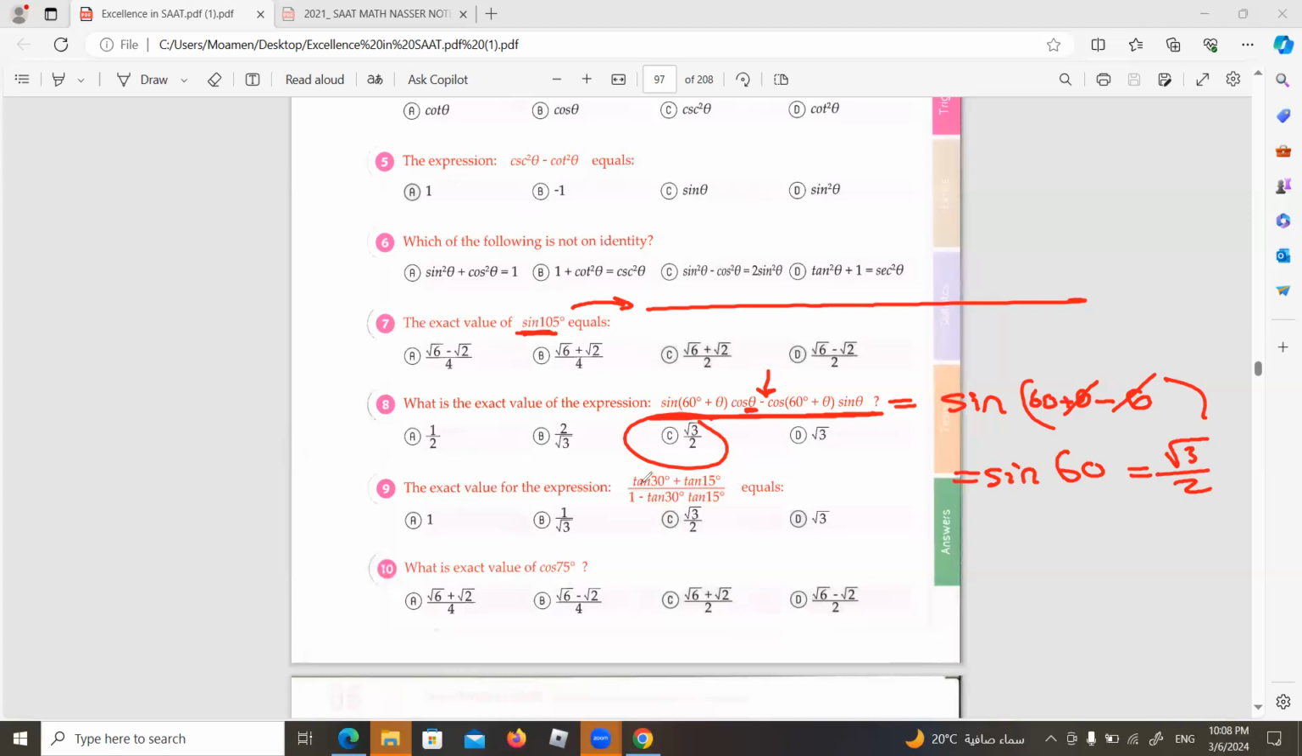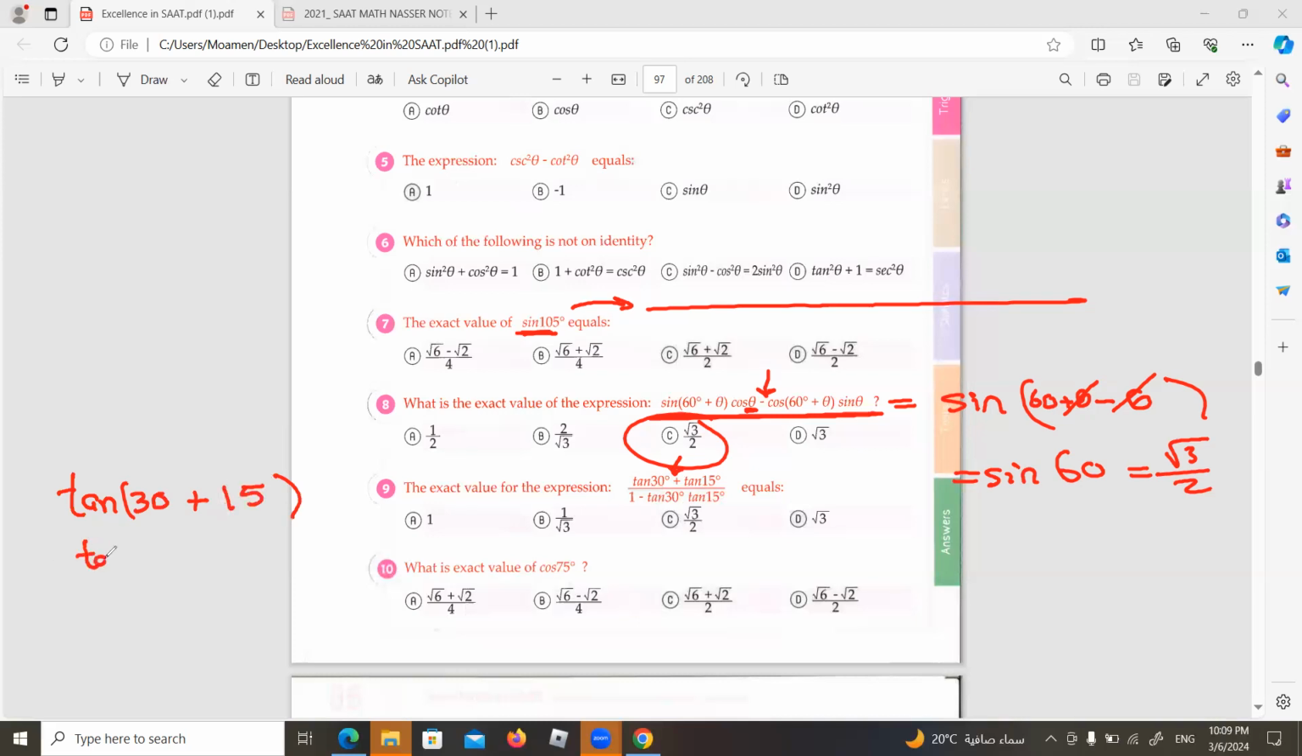This rule, Mister, is tan 30 plus tan 15 over 1 minus tan 30 tan 15. So this is the rule of the tan. Tan of A plus or minus B: the upper sign is plus, so it's a plus; if the upper sign is minus, it's minus. And the lower sign is the opposite. Okay? So, Mister, it's 30 plus 15.